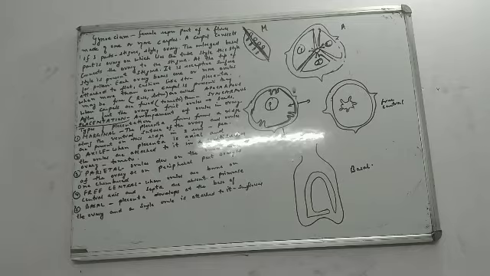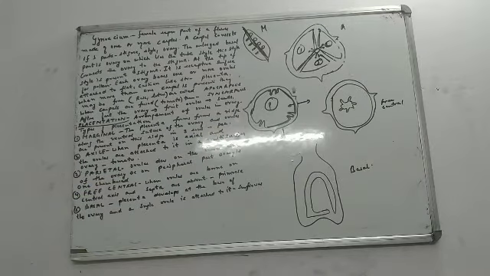Such kind of a placentation is known as parietal placentation. What is it called? Parietal placentation. And you can see over here that the ovary is one chambered. It is not multilocular. It is only one chambered.